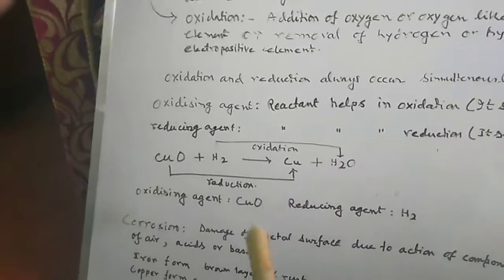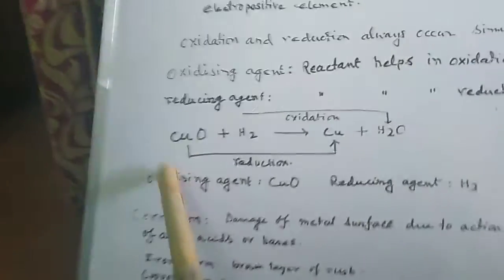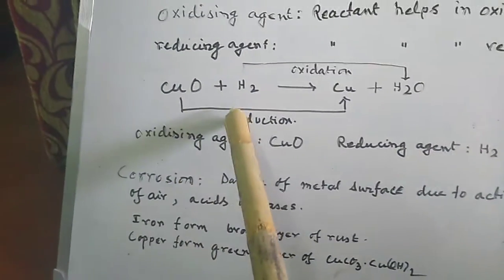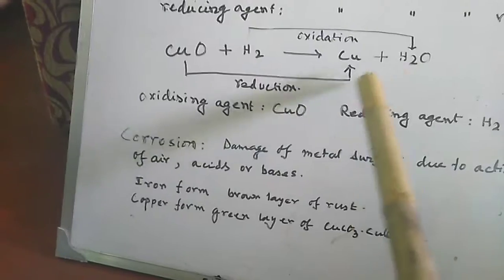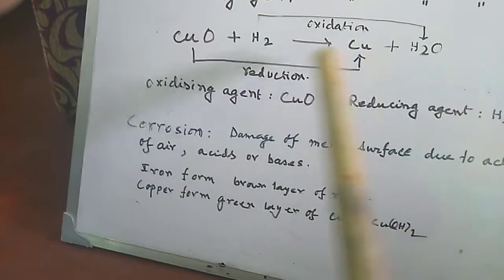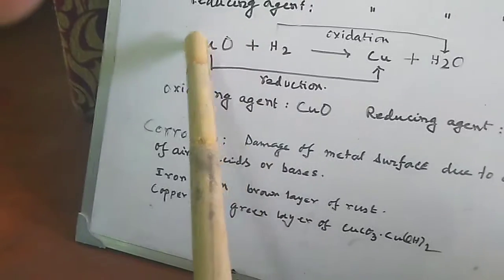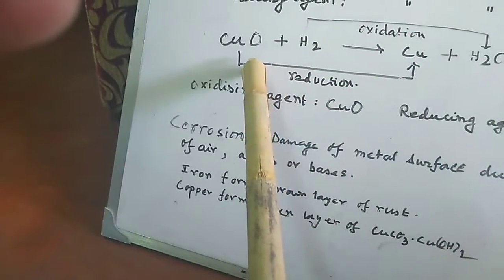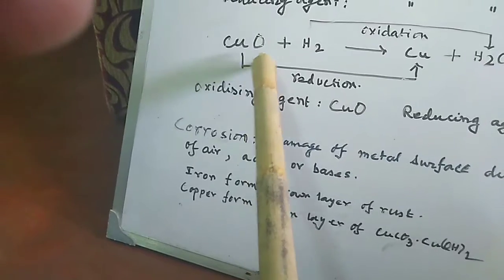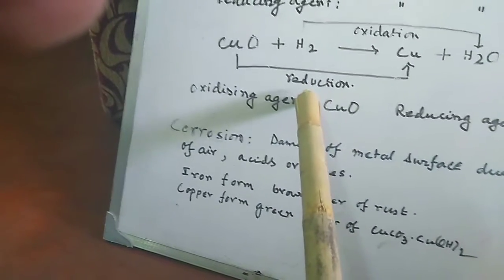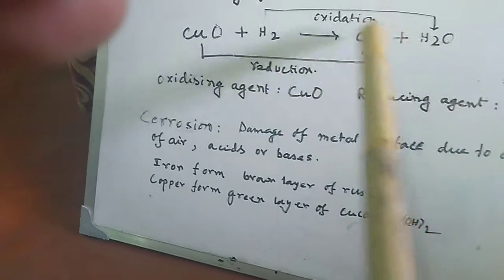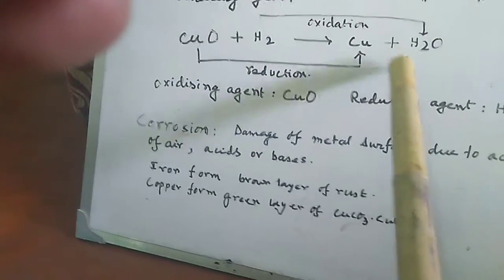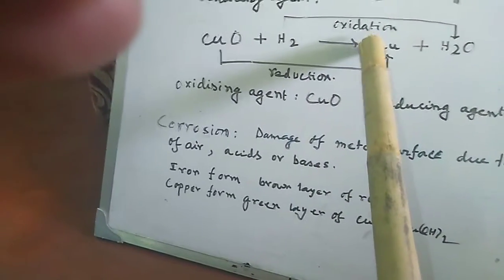Now I give one example: copper oxide reacts with hydrogen to produce copper and water. In this reaction you see that copper oxide produces copper. When copper oxide produces copper, removal of oxygen occurs, and removal of oxygen means reduction. In case of hydrogen producing water, hydrogen is added with oxygen, so hydrogen gets oxidized, that is, oxidation occurs.